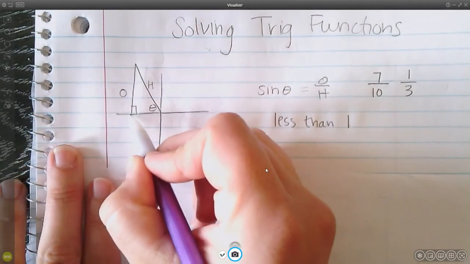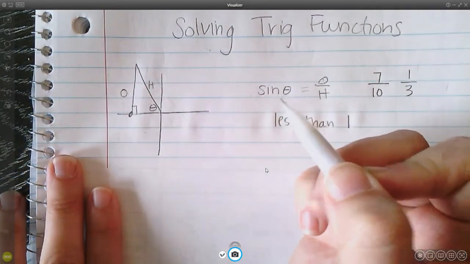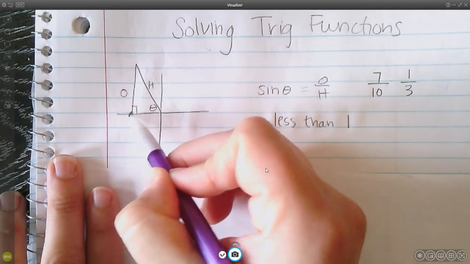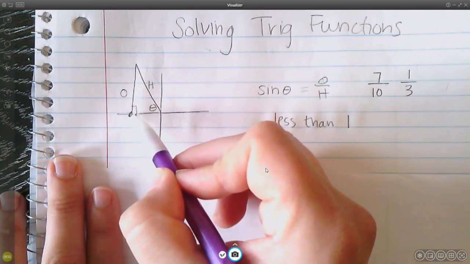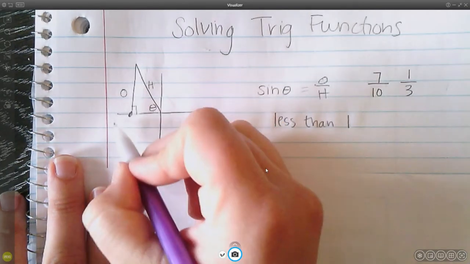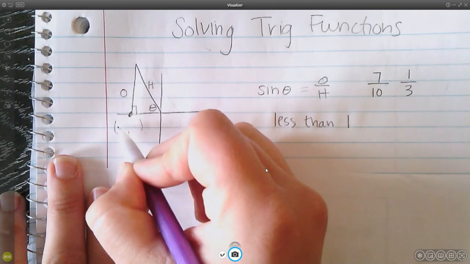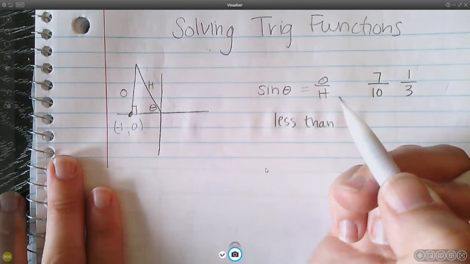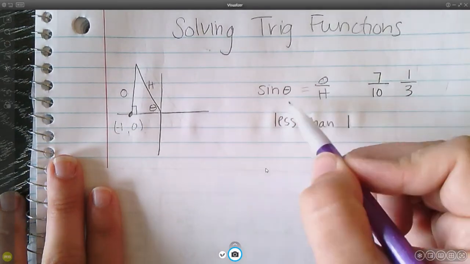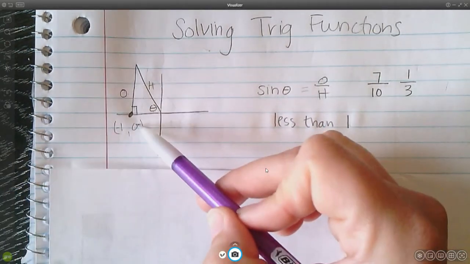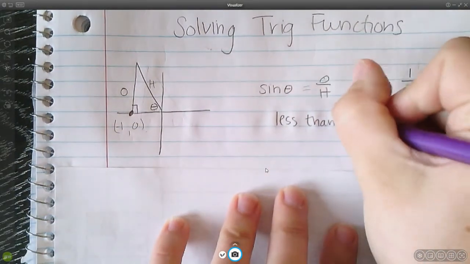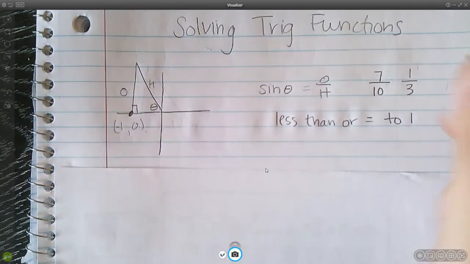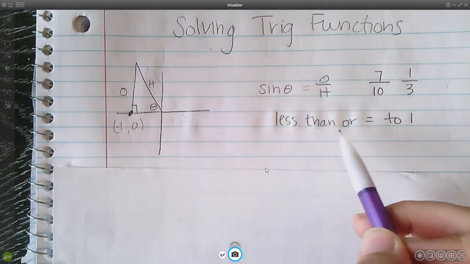Well, if you have a point that's out here, right here on the x-axis, technically your opposite length is going to be 0, and your hypotenuse is going to be whatever this length is. So if this was at -1, 0, then your sine, remember sine is your y value, it's just 0. So this can actually be less than or equal to 1. So the sine of theta is always going to be less than or equal to 1.